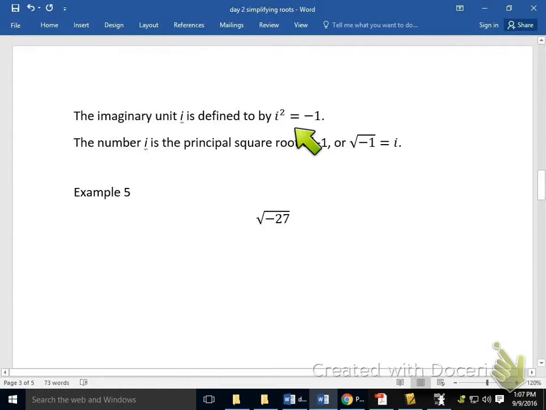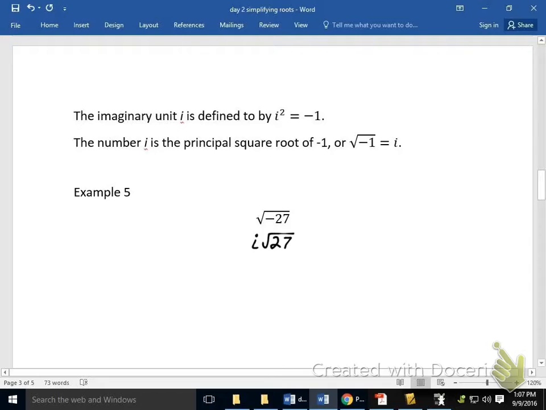So i squared is equal to -1. So if you ever see the square root of -1, replace it with an i to represent the imaginary unit. And that's what allows us now to actually do the square roots of negative values. So whenever we look at example 5 here and we see the square root of -27, first thing I'm going to do is pull out the imaginary unit. So it's i times the square root of +27.